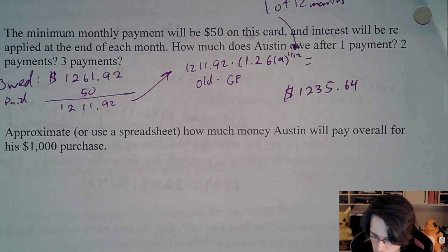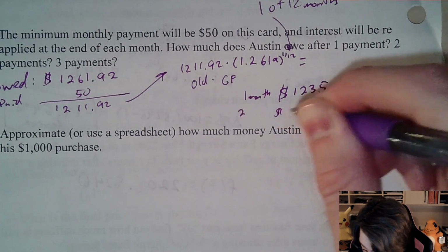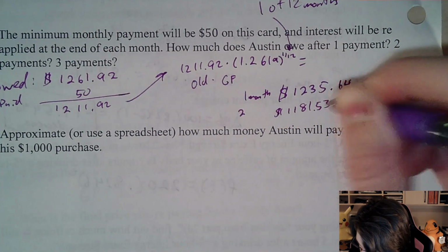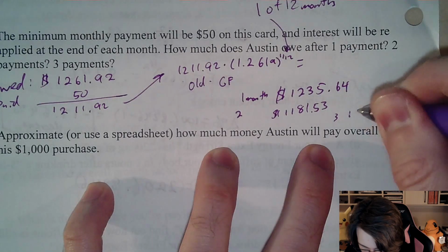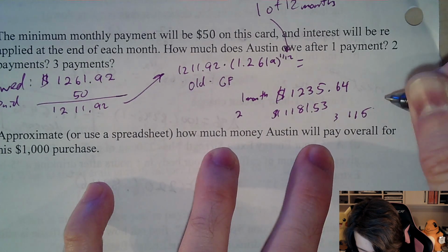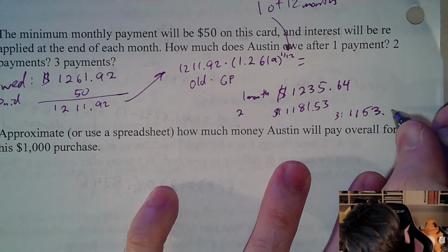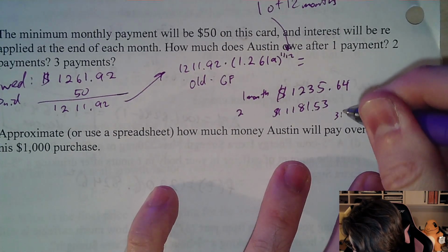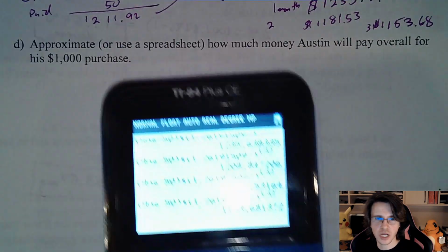And if you do this process 2 more times, this is after 1 month. 2 months, you will get to 1181.53. And 3 months, it will be $1,155.368. That's a dollar sign in front there. So, yeah, that's how long it takes. So you've done 3 payments of 50. And in terms of doing it in your calculator, I'm just doing this whole thing. Approximate, use a spreadsheet. I'm just gonna do it in the calculator here.